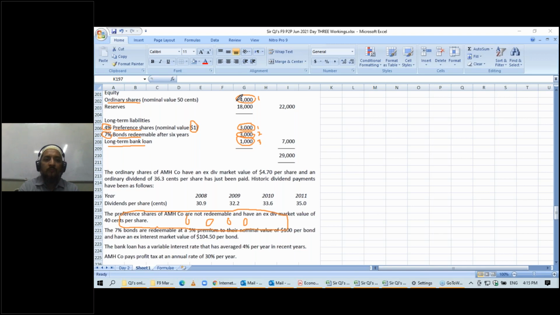Secondly, the cost of ordinary shares. First we'll calculate the market values, and then we will calculate the cost of each item. These four items' costs we have to calculate. We will take cost of equity as KE, cost of preference shares as KP, cost of bonds as KB, and cost of long-term bank loan as KBL. So these will be our abbreviations.